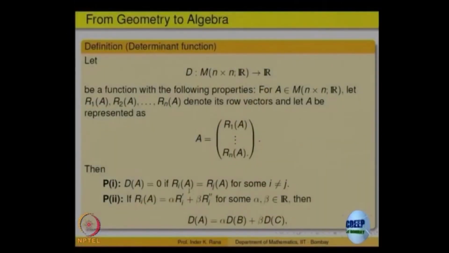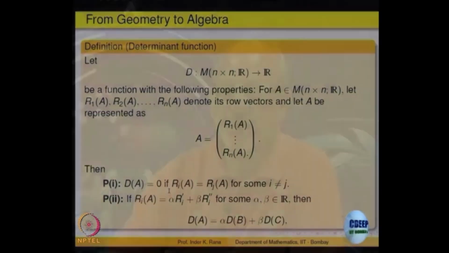The determinant of A is equal to 0 if two rows are identical. If in the matrix two rows are identical, then one of the defining properties says that the determinant should be equal to 0. It is like saying in the plane, if u is equal to v, then there is no parallelogram, and the area is 0.